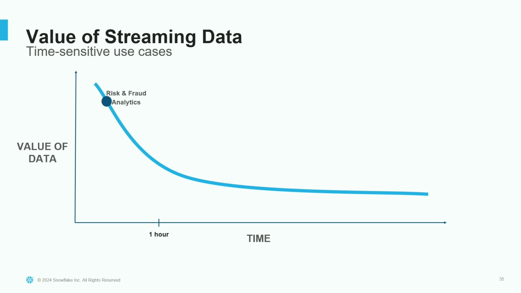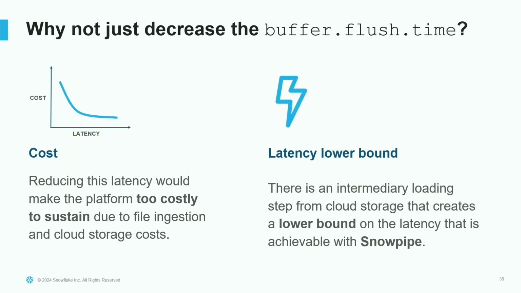So one of the most obvious questions we asked at the time is, why not just reduce the buffer flush time? And there are two reasons for this. Before I dive into the two reasons, the buffer flush time is the Snowflake Sync Connector configuration that controls your data ingestion rate into Snowflake. And so there are two challenges with this.